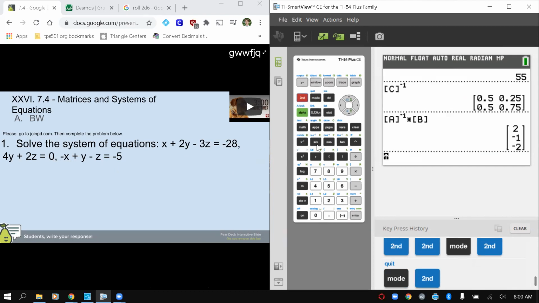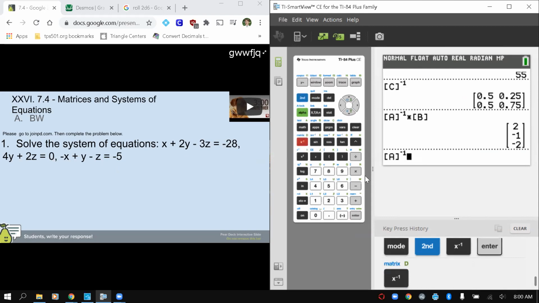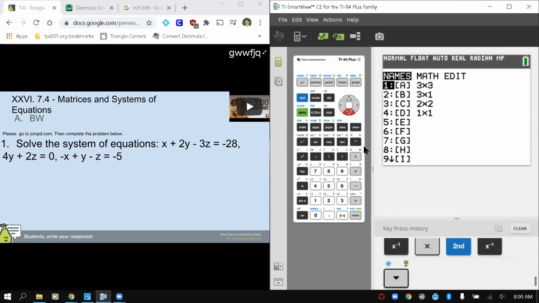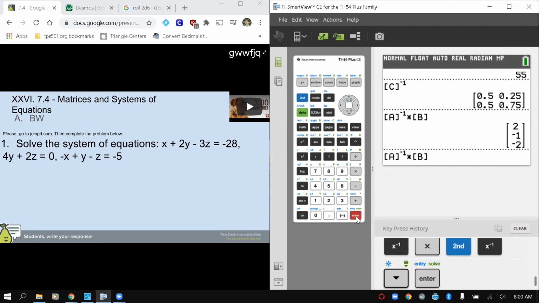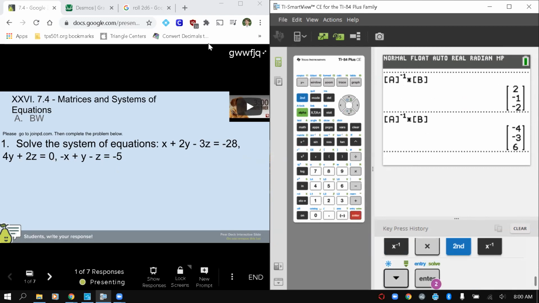I want to take matrix A, I want to do its inverse, which is this key right here, and I want to multiply that by matrix B. And there you go. Answers are x is -4, y is -3, and z is 6.